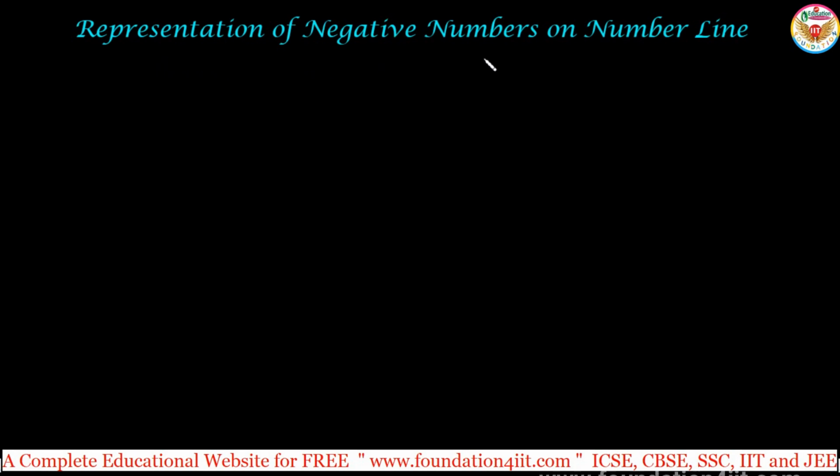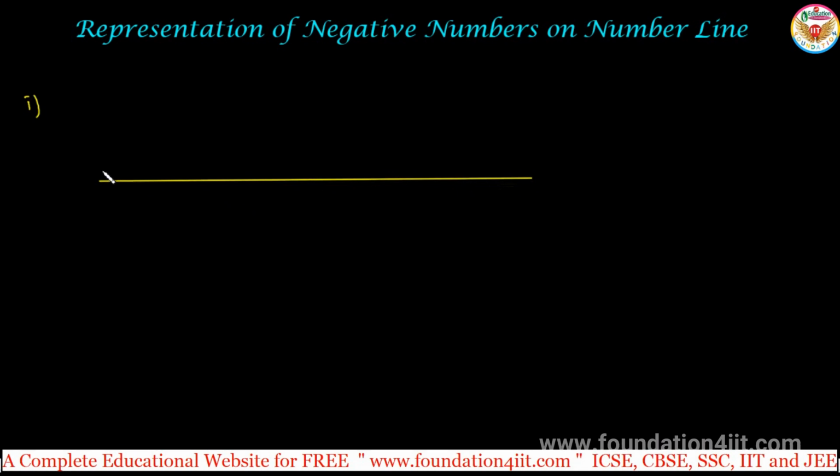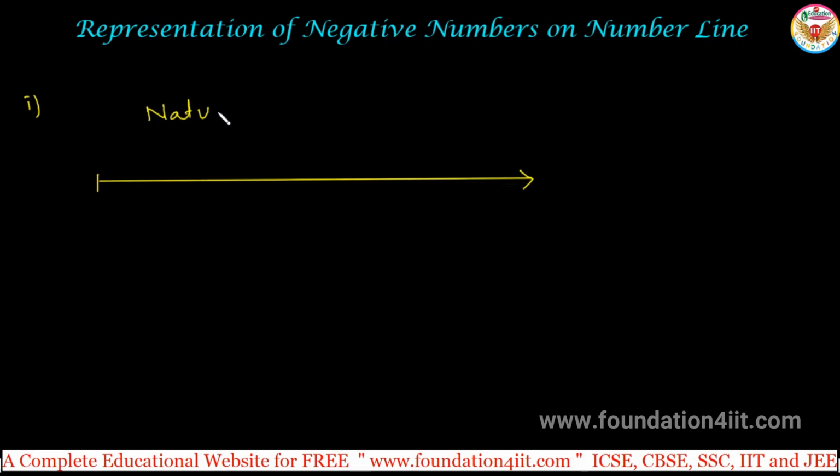Representation of negative numbers on the number line. To represent the negative numbers on the number line, let us see first with natural numbers. The number line representing the natural numbers. So we'll see only the natural numbers first. The arrow symbol must be only on the right side. So first let us start with natural numbers, then we'll see the negative numbers on the number line.